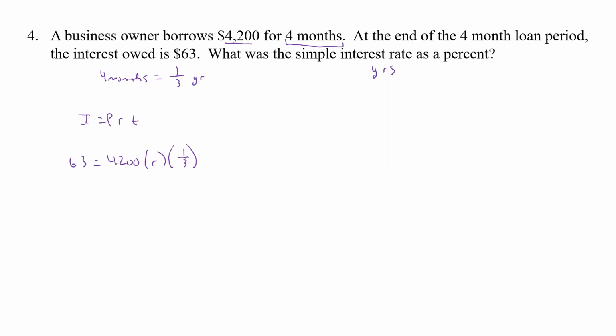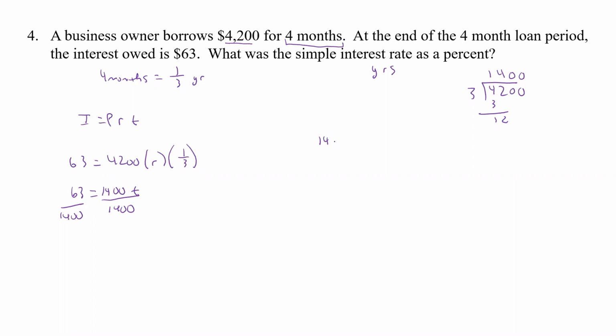Well, I can take 4,200 divided by 3. That's what I would do first, and that would simplify the right side. So 4,200 divided by 3 gives us 1,400. So now that says 63 equals 1,400 T. Well, now what do I do? I now divide both sides by 1,400.